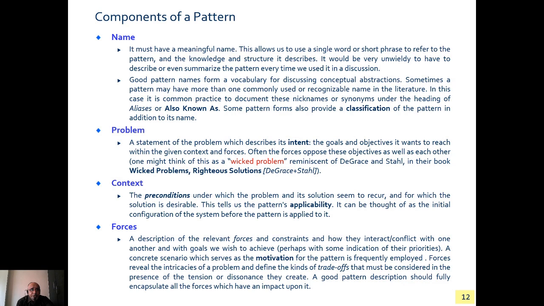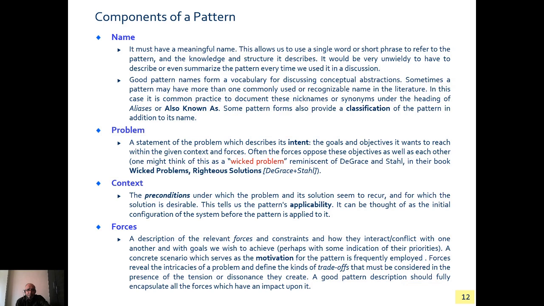So, components of the pattern. Now, what can be the components of the patterns? For writing down the pattern catalog, they have the name. The name should be meaningful, right? Aliases, what are the other alternatives for this particular pattern? Then the problem, which describes its intent, and there is something called a wicked problem.